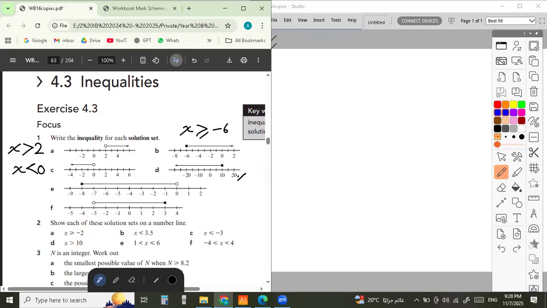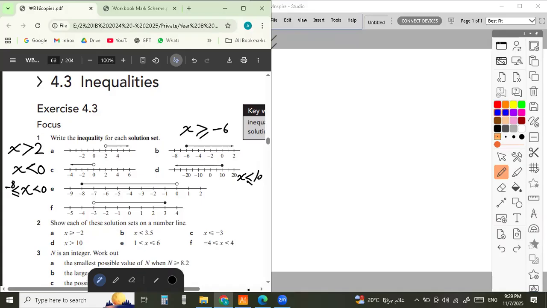Here, I've got x is also smaller than or equal to, because it's a shaded circle, 10, and it's smaller than because it's moving to the left side. Look at that, it's getting smaller from 10 to 0. All right, here x is between two values, and one of them is -8, but it is included because it's a closed circle, while the other is 0 and it's not included because it's an open circle.